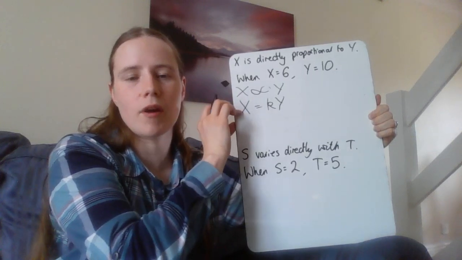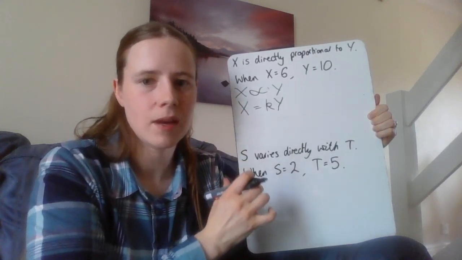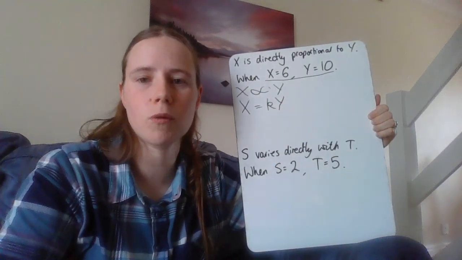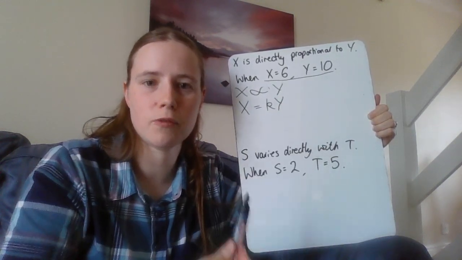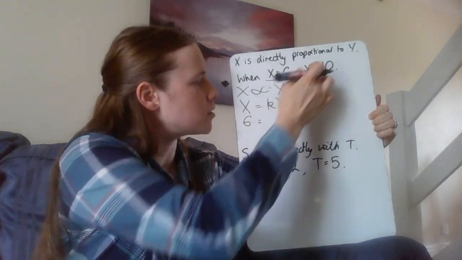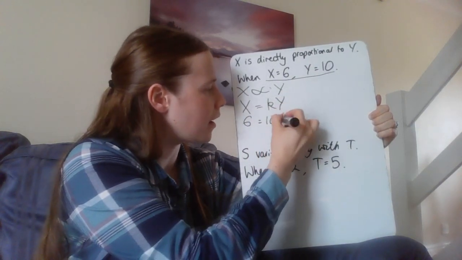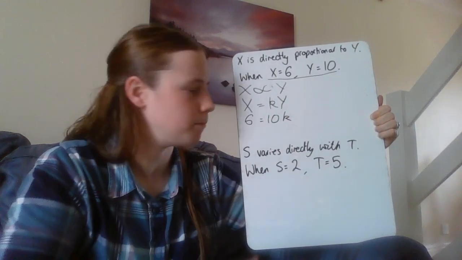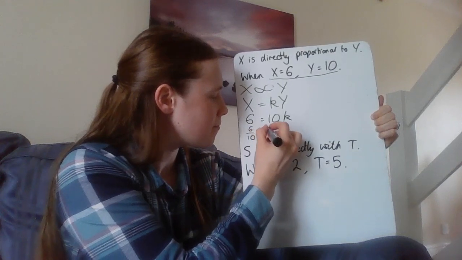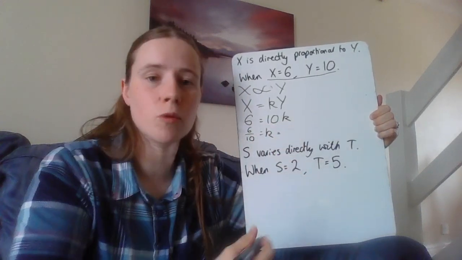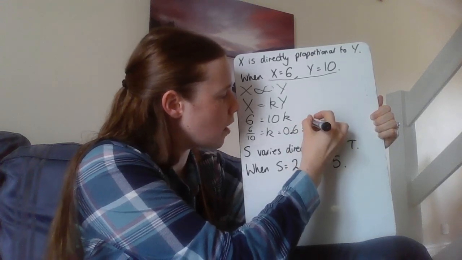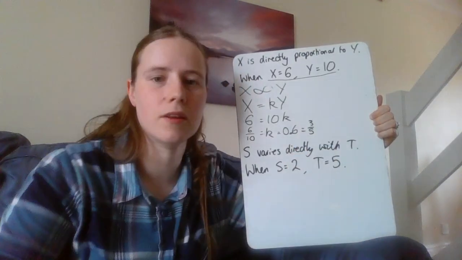Step number 2, write equals to k times the letter. Then we're going to use the combination of values that we were told about to substitute in and find out what k is. So I'm going to put 6 in for x, and I'm going to put 10 in for y, so 10k. Solve for k. So 6 over 10 is k, and I'm going to write that either as 0.6 or as a simplified fraction, 3/5. Either is absolutely fine.